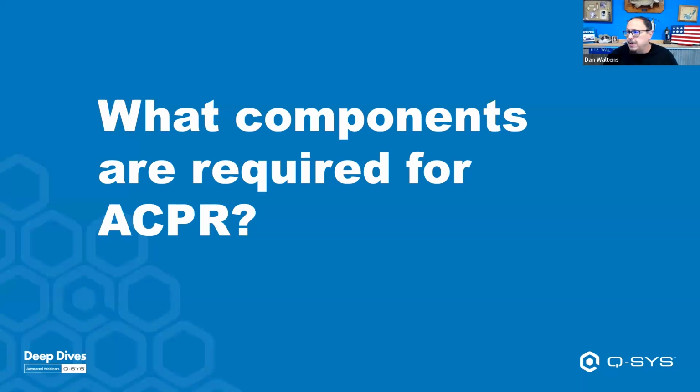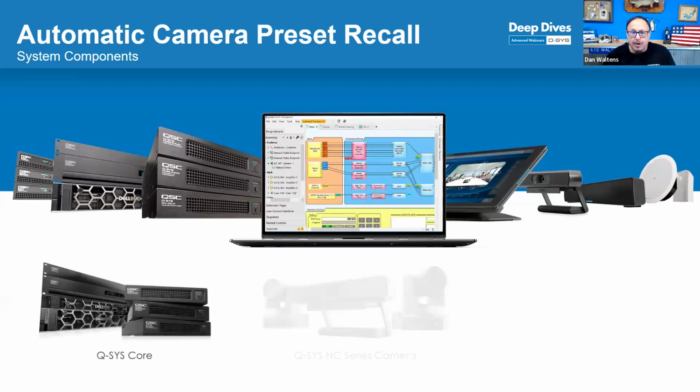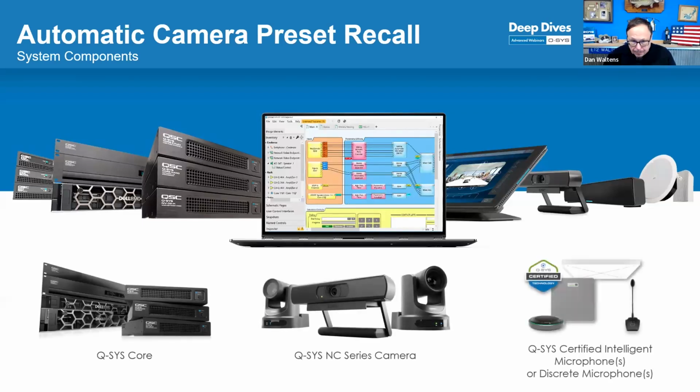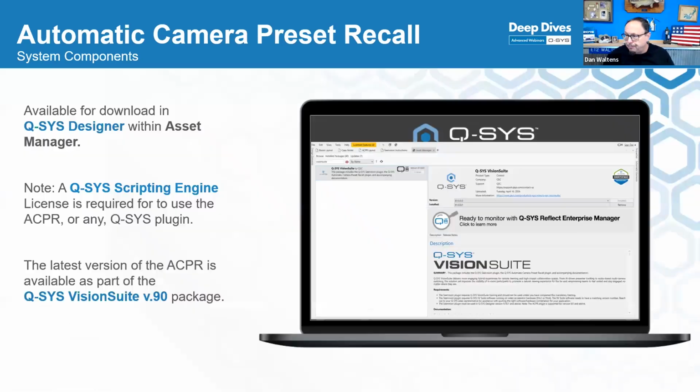So the automatic camera preset recall, what are the components that are required for this? Well, let's take a look. Any currently supported Q-SYS Core is going to be required. Q-SYS NC series cameras are preferred. It does work with the old PTZ series, but you won't get the auto framing, which I think really helps solidify it. But if you have legacy cameras, you can make use of those. And then Q-SYS certified intelligent microphones and discrete microphones as well are the tools that you'll use.